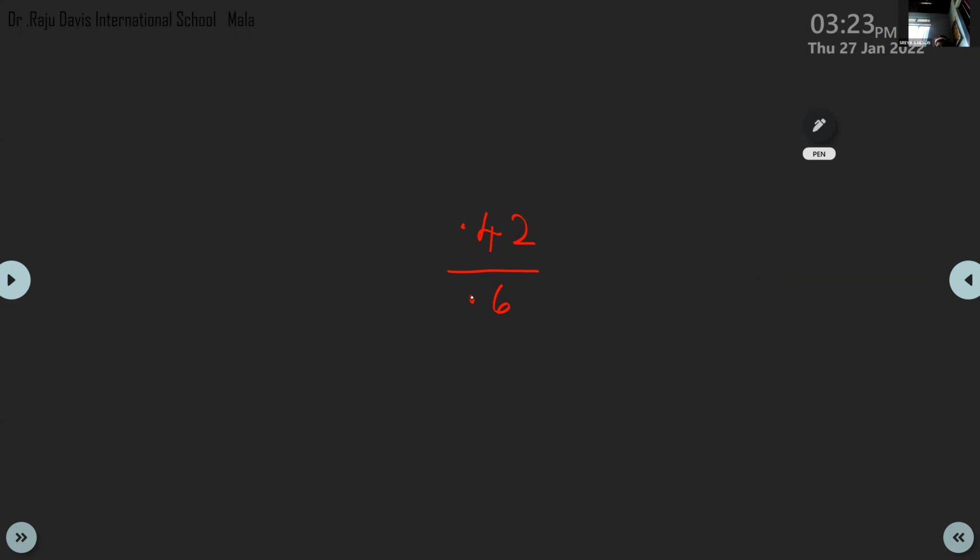Nobody is answering. Why, did you forget all these portions? How to do it? Remove the decimal point, isn't it? Multiply by 10 on both sides. So it will become 4.2. This will become 6, isn't it?